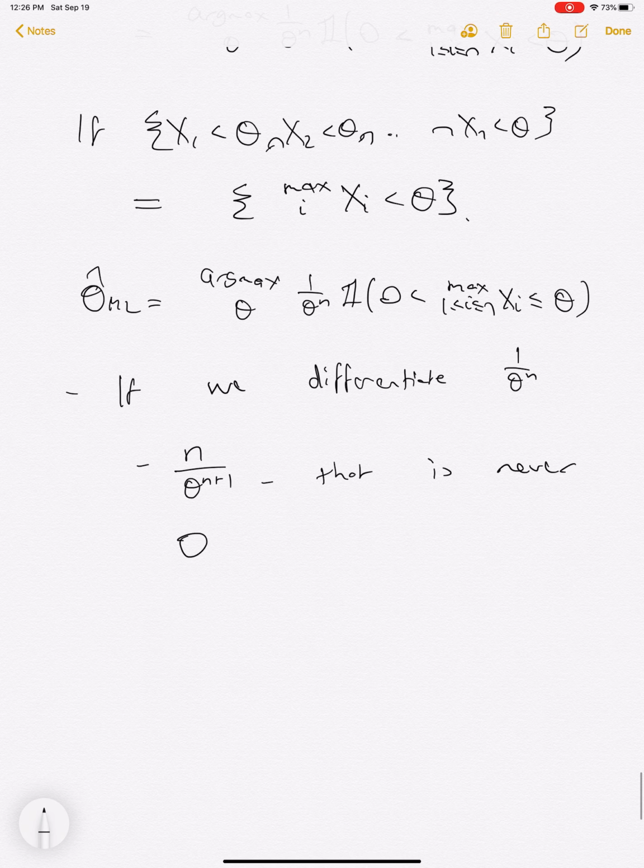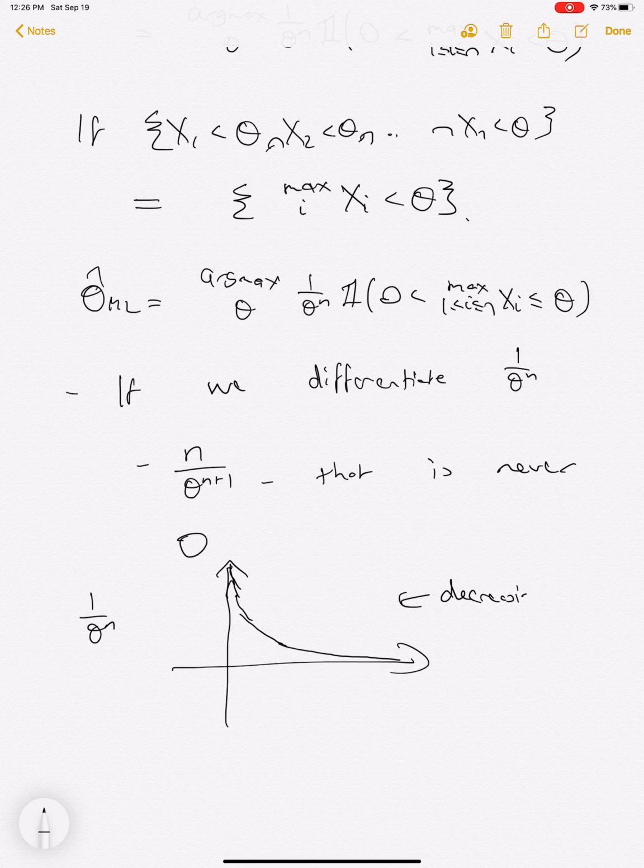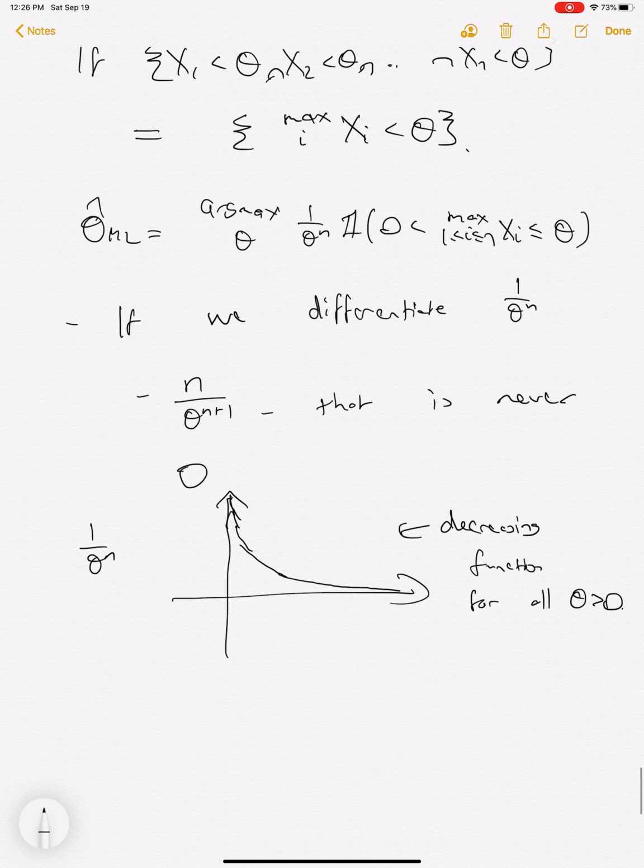The reason for that is, if we plot what this function looks like, 1 on theta to the n basically looks like this. At 0 it's infinity, and then it just decreases. So it's a decreasing function for all theta bigger than 0, and theta obviously is bigger than 0 in this case.